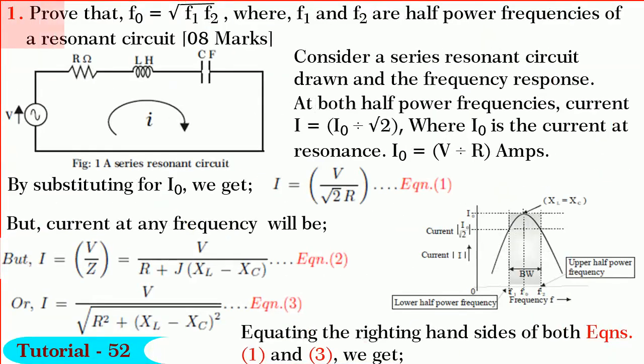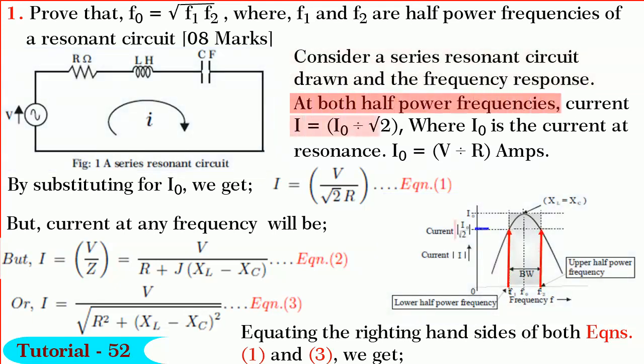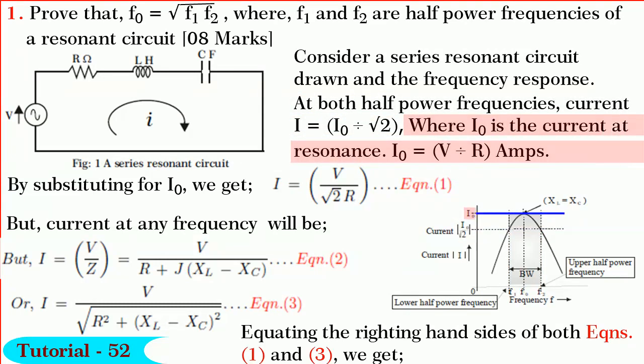Friends, first let us answer the question on resonance circuits: to prove that f0 is equal to square root of f1 into f2, where f0 is the resonant frequency and f1 and f2 are the lower and upper half power frequencies. Consider the series resonance circuit drawn and the frequency response curve. At both half power frequencies, current I is equal to I0 divided by root 2, where I0 is the current at resonance. We also know that I0 is equal to V divided by R at resonance. By substituting for I0, we get I is equal to V divided by root 2 R.